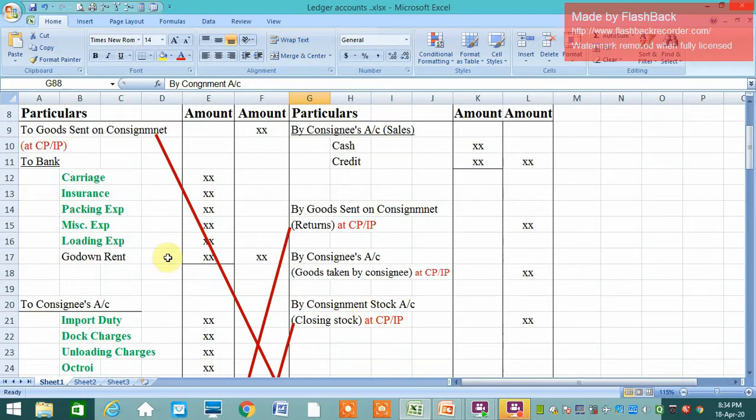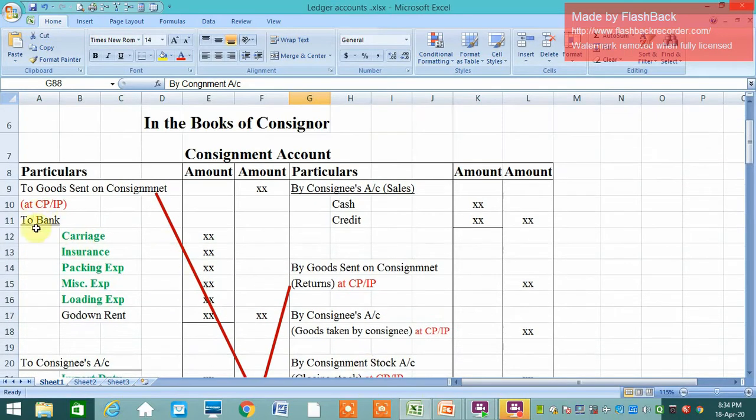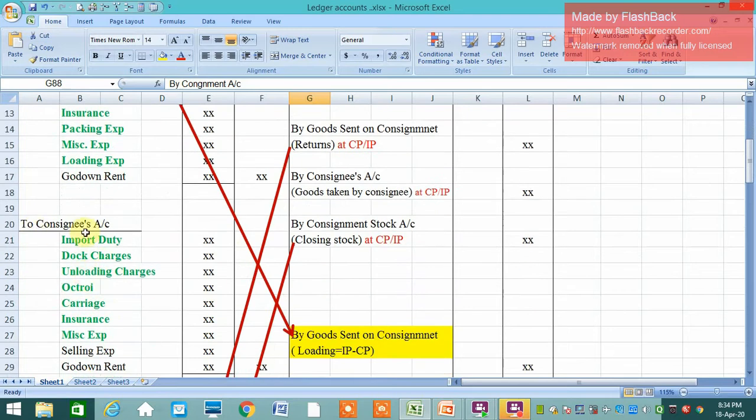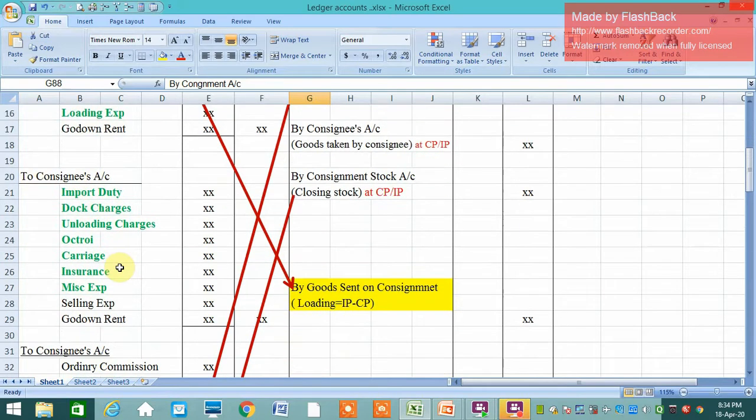Then the next thing on the debit side is the expenses incurred by the consignor. If it is given in the problem that expenses are incurred by the consignor, you have to record those expenses as 'To bank' and make a list of those expenses. If expenses are incurred by the consignee, then you have to write 'To consignee's account', so those expenses will be recorded under the name of the consignee's account.